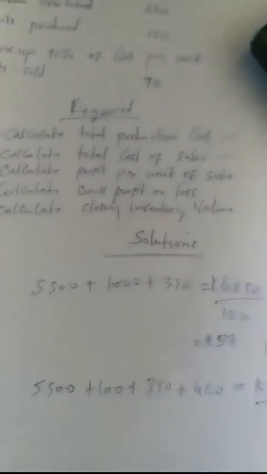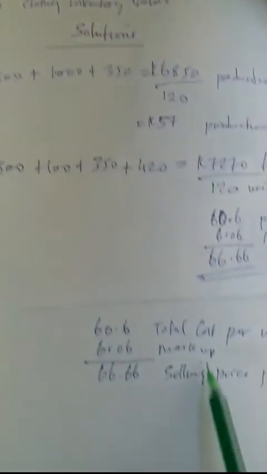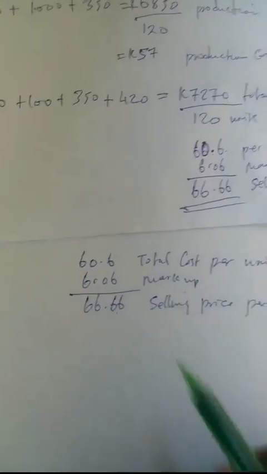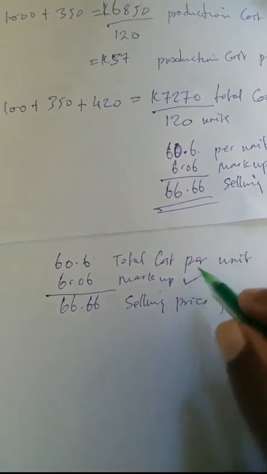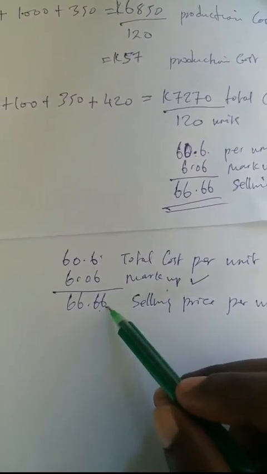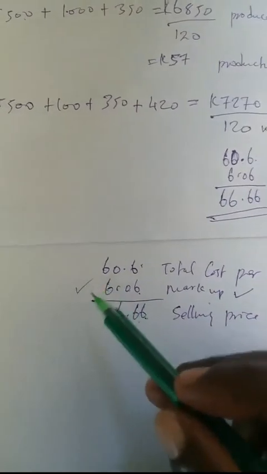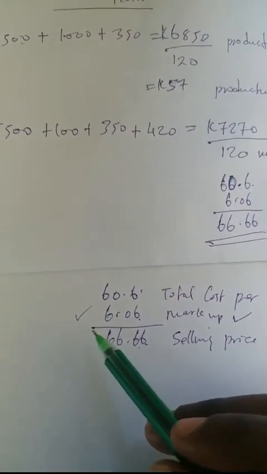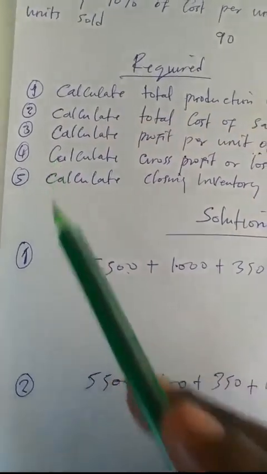Then the question says calculate profit per unit of sale. So same as they're asking you your markup. So profit per unit of sale is our markup. Our cost per unit, our selling price, then how much is our profit? It's just the markup. So that's the amount you pick as your profit per unit of sale. So number 3 has already been answered. We are moving to question 4.